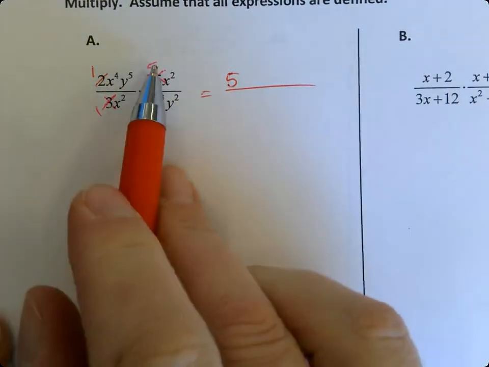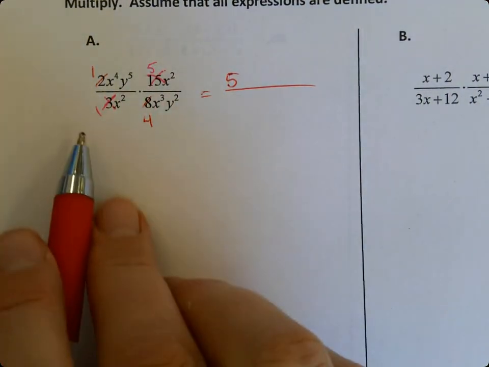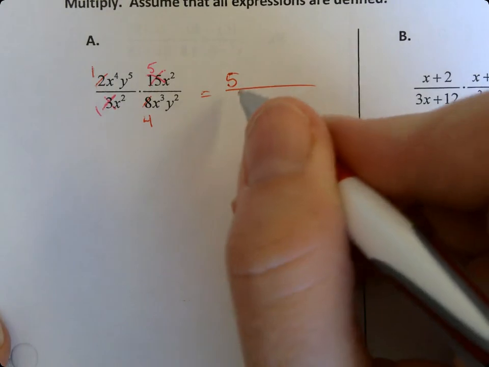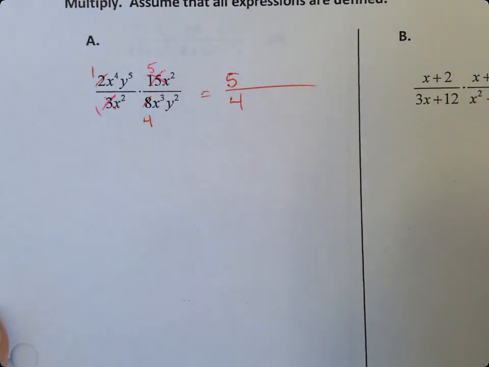So number-wise, what's left in my numerator? 5 times 1 times 5, which is 5. And what's left in my denominator? 1 times 4.